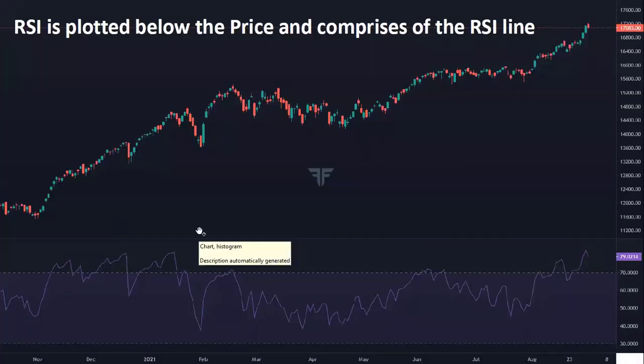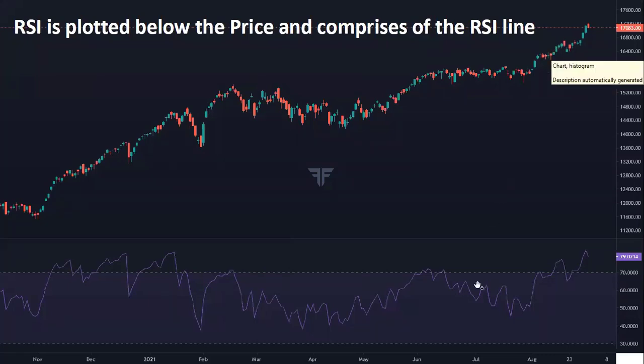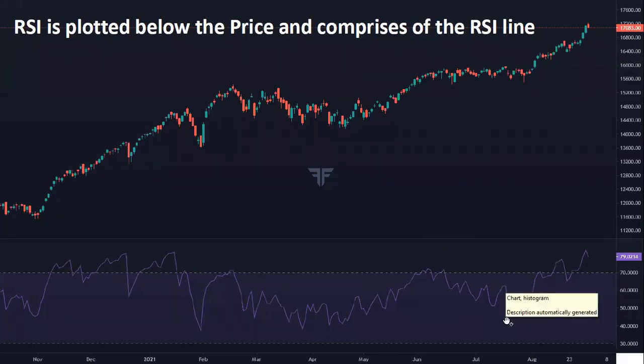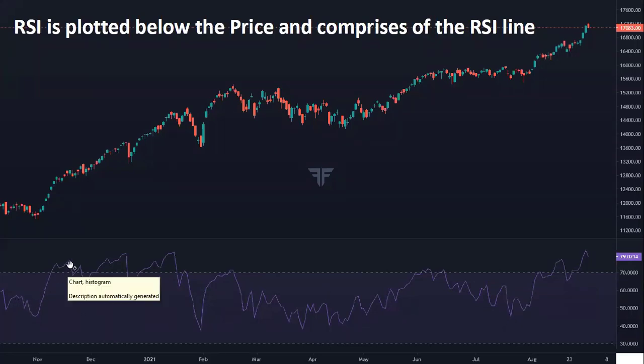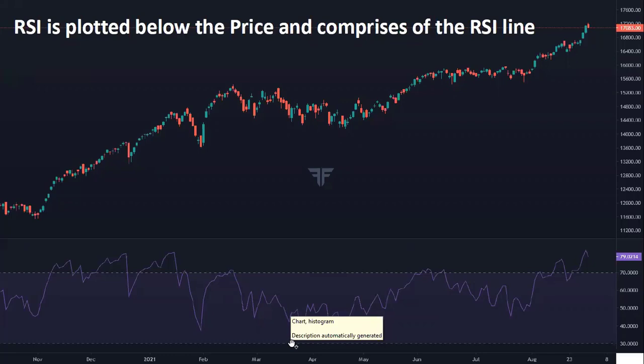So this is how the RSI indicator looks. Price, as you can see, is plotted on the top, while on the bottom panel is the RSI indicator. This purple line is nothing but the RSI line. Also, there are two horizontal dashed lines that you can see. One is pegged at 70 and the other is pegged at 30. What these 70 and 30 values are, I'll talk about later in this webinar.